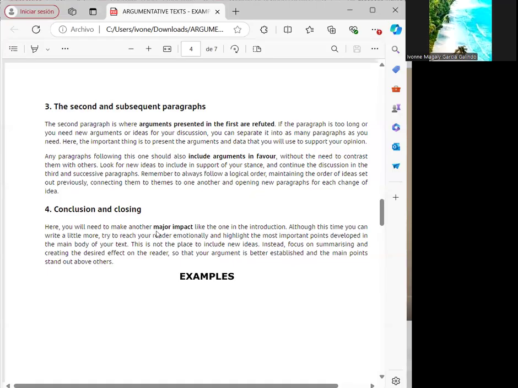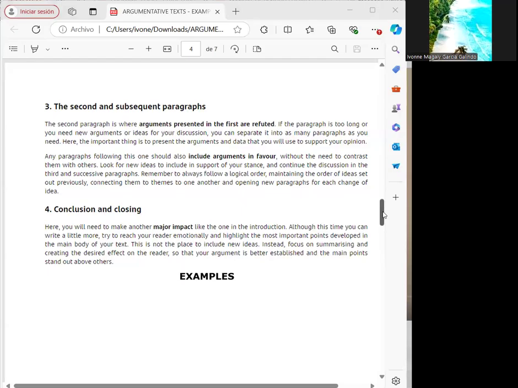Here you will need to make another major impact like the one in the introduction, although this time you can write a little more. Try to reach your reader emotionally and highlight the most important points developed in the main body of your text. This is not the place to include new ideas. Remember this. Instead, focus on summarizing and creating the desired effect on the reader so that your argument is better established and the main points stand out above others.